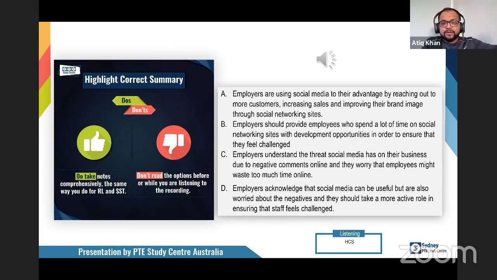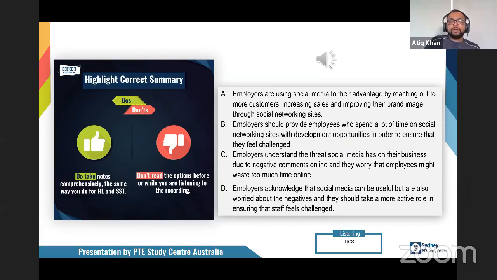Okay, so ideally something from the beginning of the lecture and something from the middle and of course something from the end. So I would advise the students to take notes. Do take notes, just like written lecture summarize spoken text. What we must not do is don't read the options before or while the recording is going on. Okay, so that would create distraction.